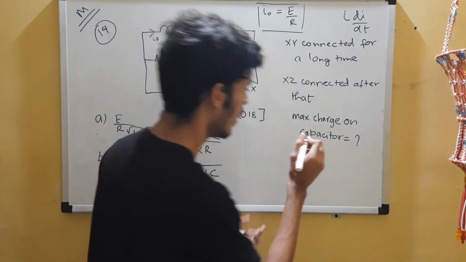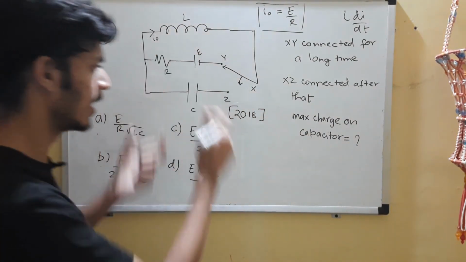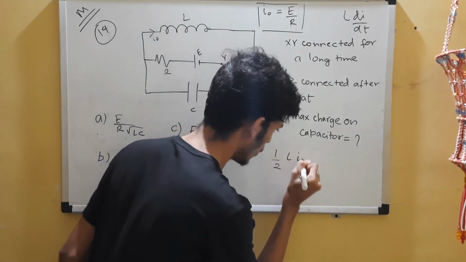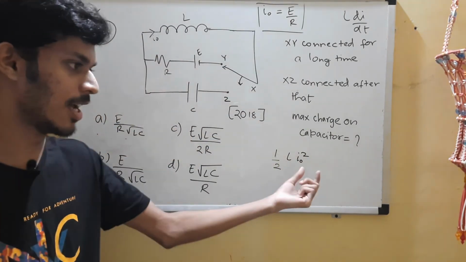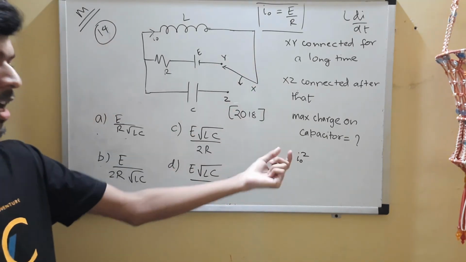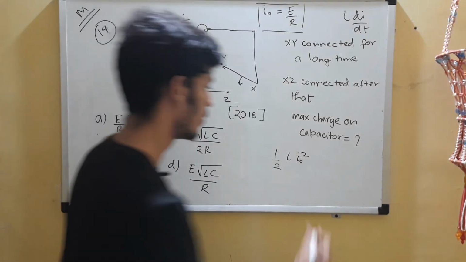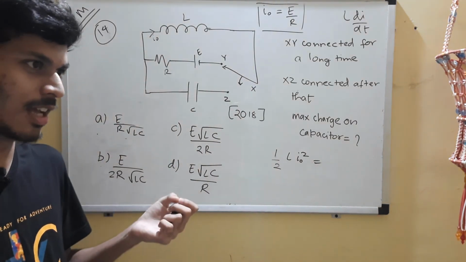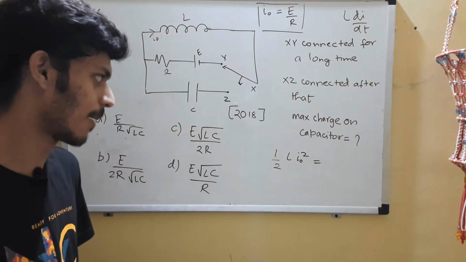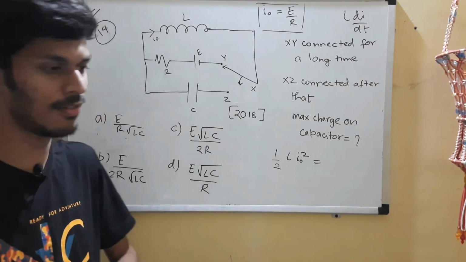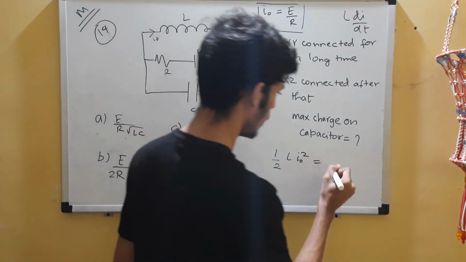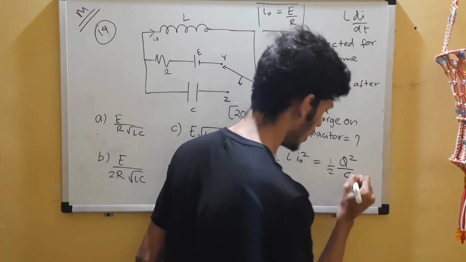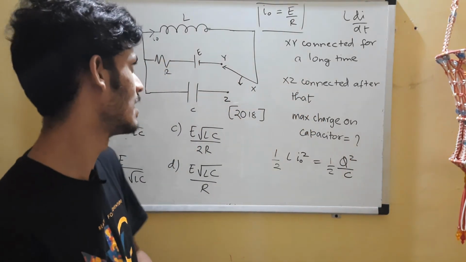We'll say the energy in the inductor at this moment is given as half L I0 square, right? The current in the inductor is I0. Now this will be equal to the energy in the capacitor when it is fully charged. So it will be half maximum charge on the capacitor square divided by C, half Q square by C.